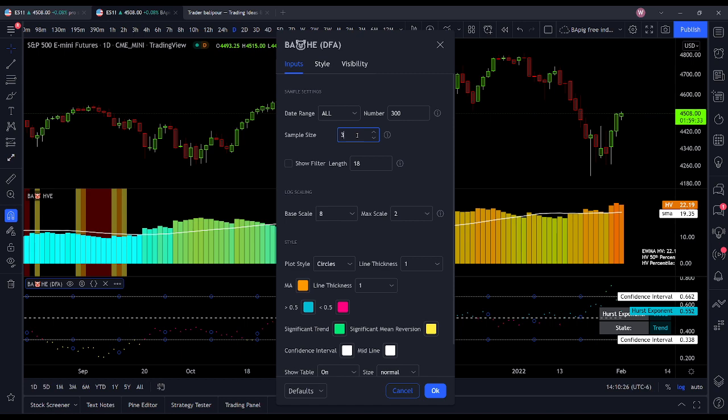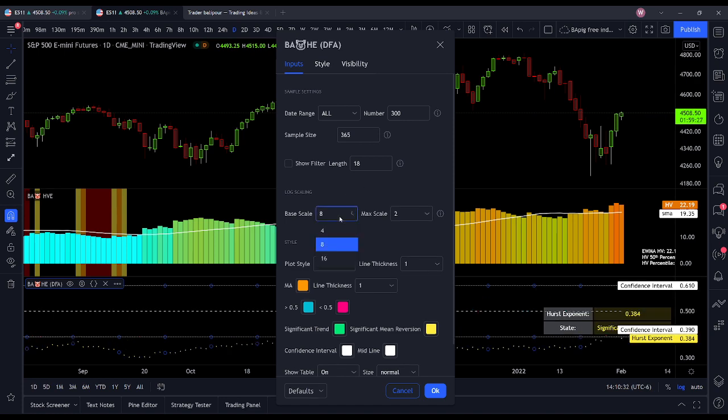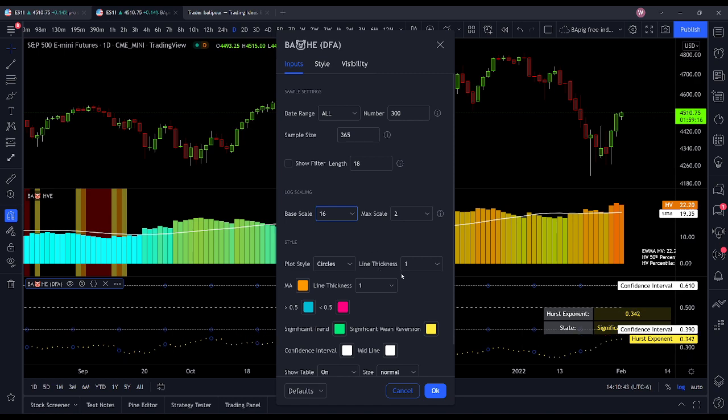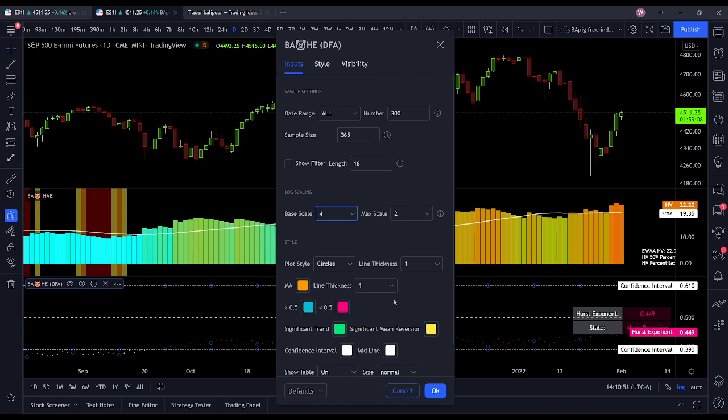So maybe keep it in line with our historical volatility estimator, and then as we do that, we can also change our base scale. The larger the sample size, the more you can increase your base scale, and the smaller the sample size, the more you can decrease your base scale, just for what you're trying to look at. 4.2 is the most stable value, so that's probably going to be your most accurate read on market state by using the base scale and the max scale.